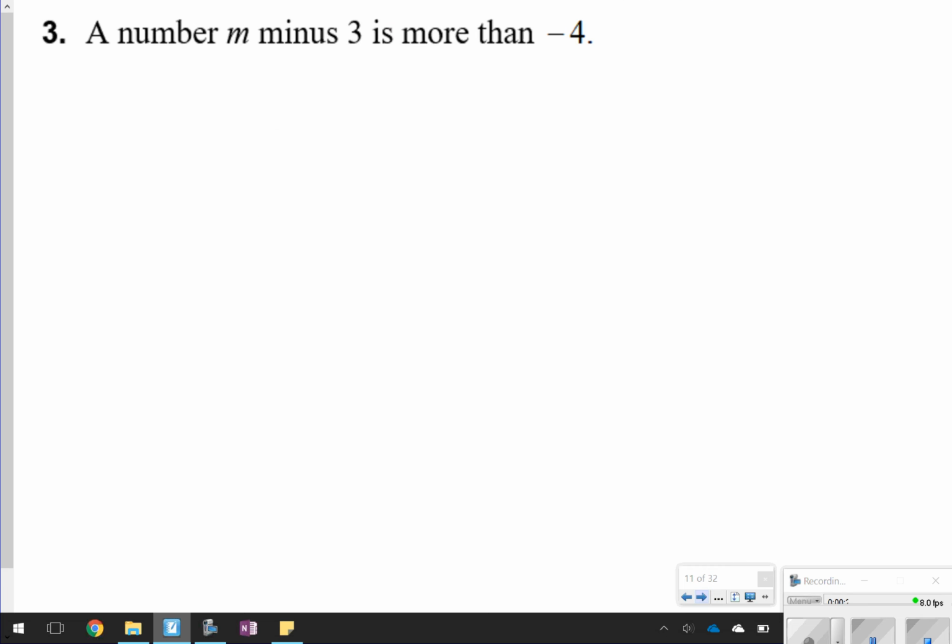Number 3, a number m minus 3 is more than -4. So you do want to start off with going and writing m minus 3, and then more than just means greater than, so the greater than symbol, and then the number -4.